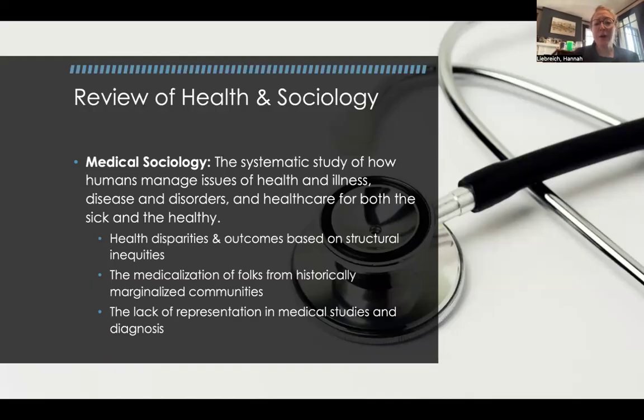And what does that mean for structural inequities that already exist within our existing structures? And then the lack of representation in medical studies and diagnoses. So we've talked a little bit about this, especially in our unit on gender, but essentially because medical studies tend to focus on the experiences of boys and men, we know that girls and women are left out of medical studies, and that's true for physical health studies as well as mental health studies.